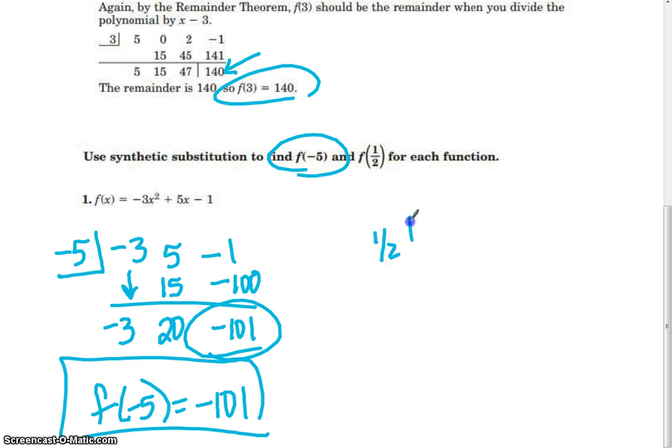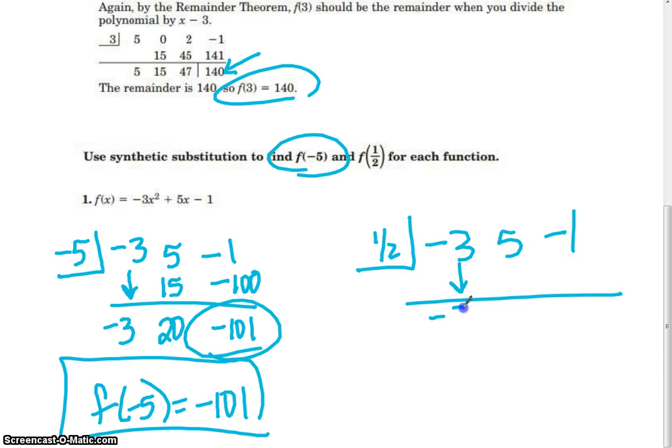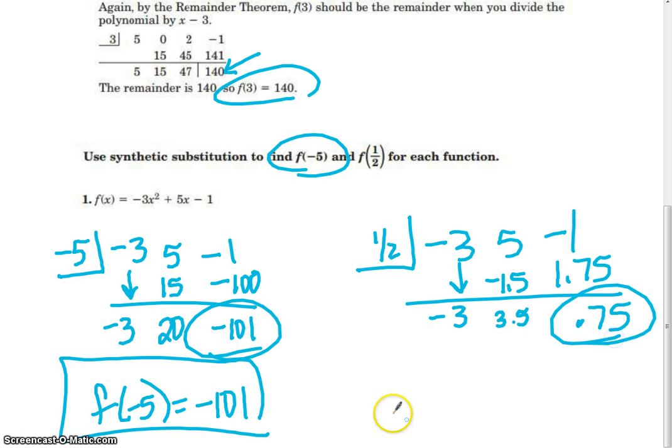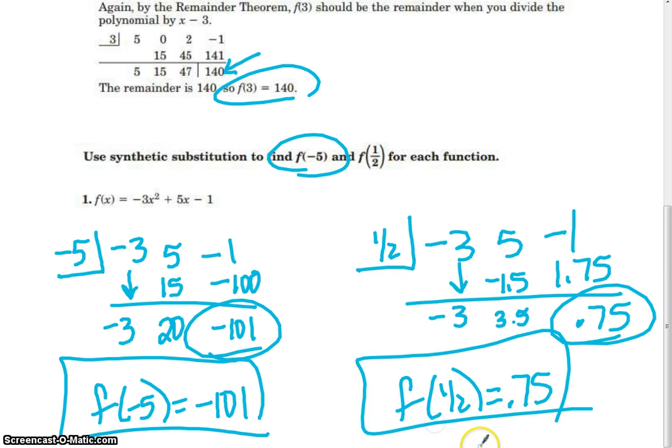Then we're going to do it again for 1/2. So 1/2 goes out here. It's still -3, 5, and -1. Draw your line, bring down your -3. 1/2 times -3 is a -1.5. 5 minus 1.5 is 3.5. Half of 3.5 is 1.75. -1 and 1.75 gives you 0.75. There's your remainder. So F of 1/2 is equal to 0.75, and that's the other part of your answer.